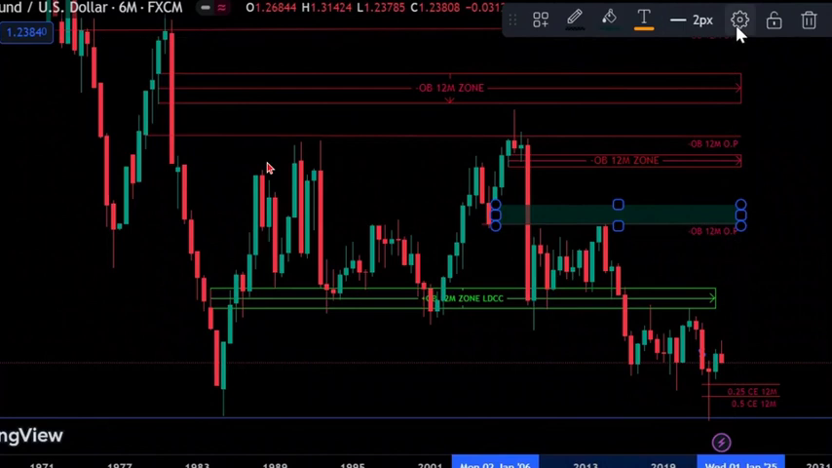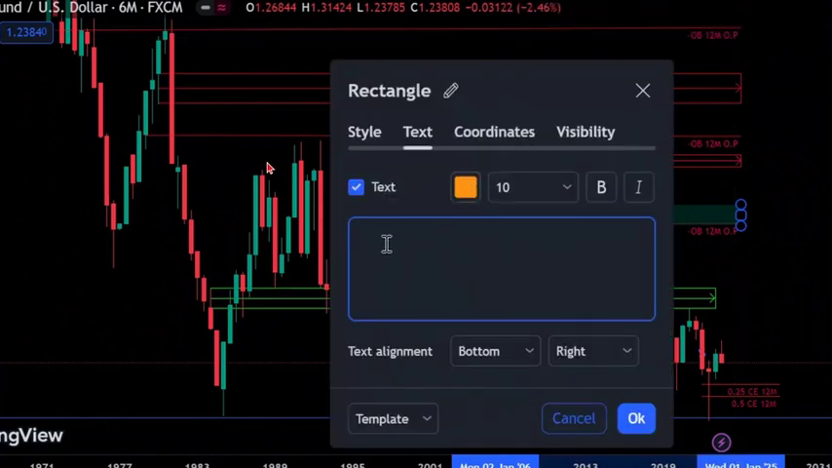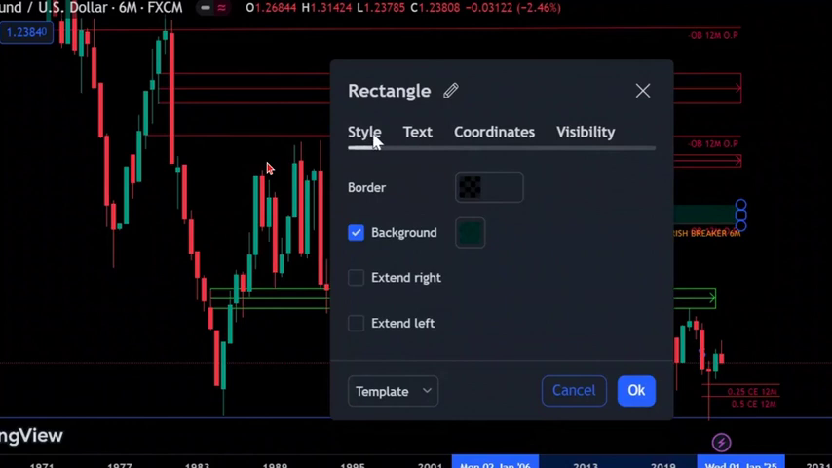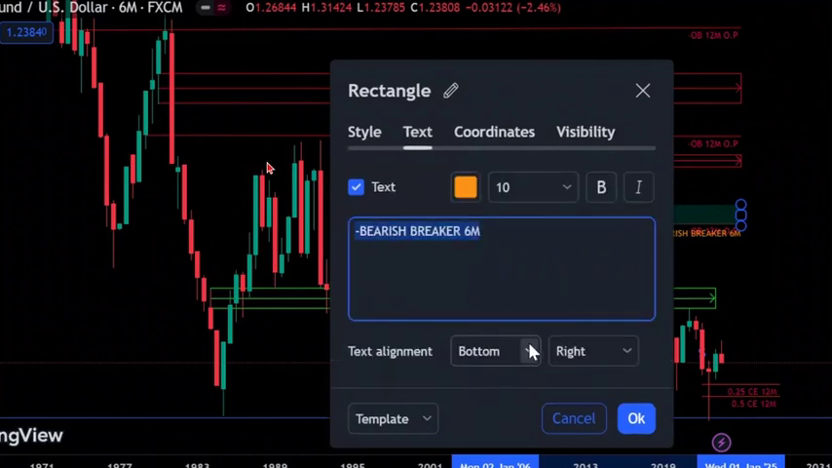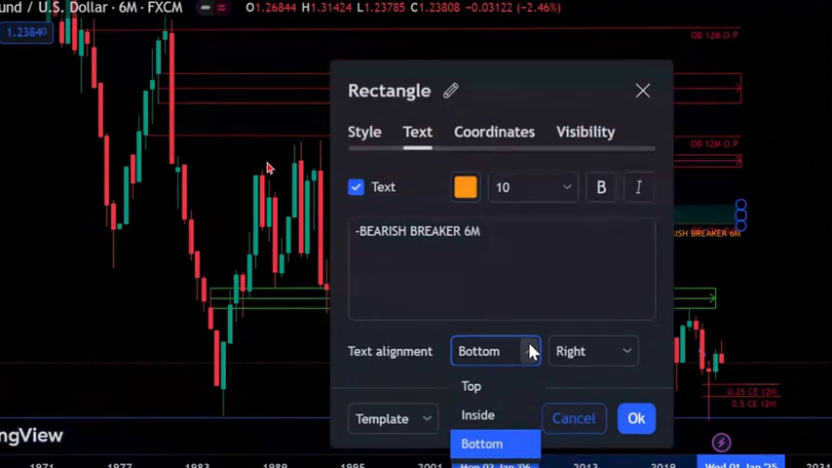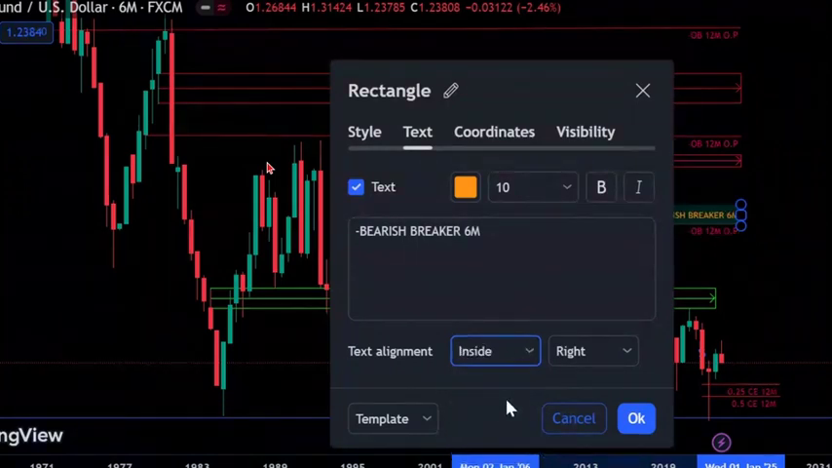You can just put bearish breaker 6 month. And you can make it inside of the box versus on the low, because it's going to be in the way of the bearish order block. Click on where it says text alignment, go back to text, and make sure it's inside the box, because if it's overlapping, yeah, right there. Now remember, this is a 12 month, so make it pink.